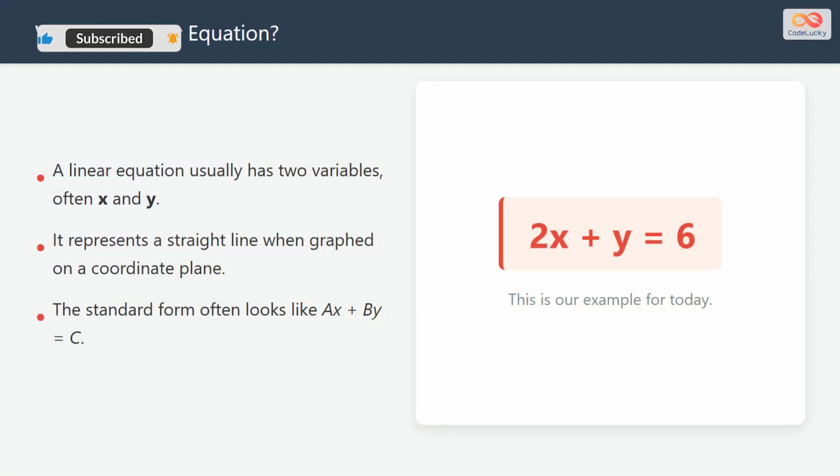Let's start with the basics. A linear equation is an equation that usually involves two variables, typically x and y. When we graph this type of equation on a coordinate plane, it forms a straight line. You will often see it written in standard form, like 2x plus y equals 6.